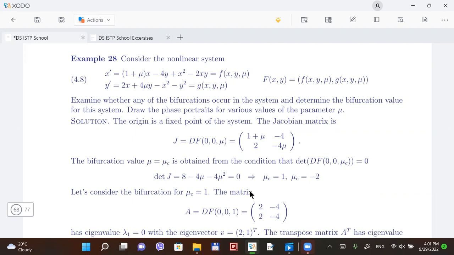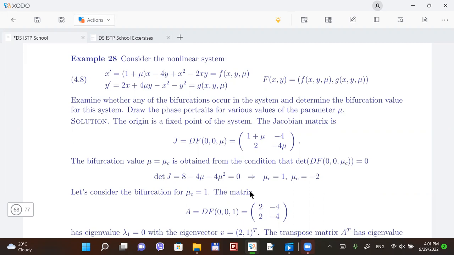Yes, that means that the determinant is zero. Exactly. So you plot the determinant of this. Set it to zero, now you have two solutions, and I consider here, for example, one bifurcation.